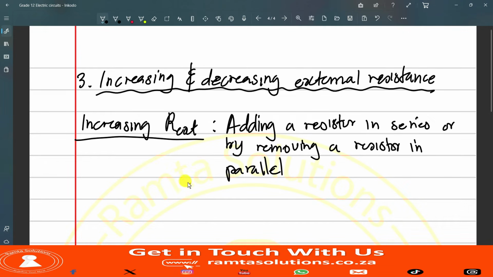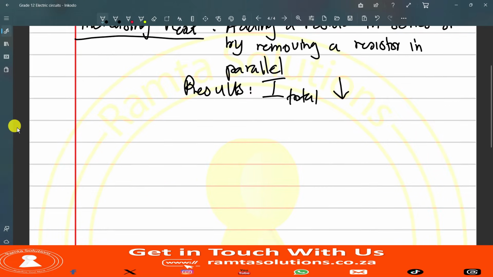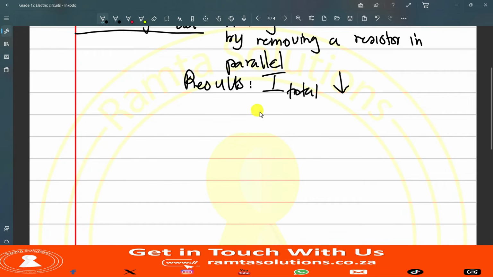So what will happen, what are the results when you do this? Remember, of course, external resistance is increasing. What's going to happen? Total current will decrease. What about if total current will decrease?